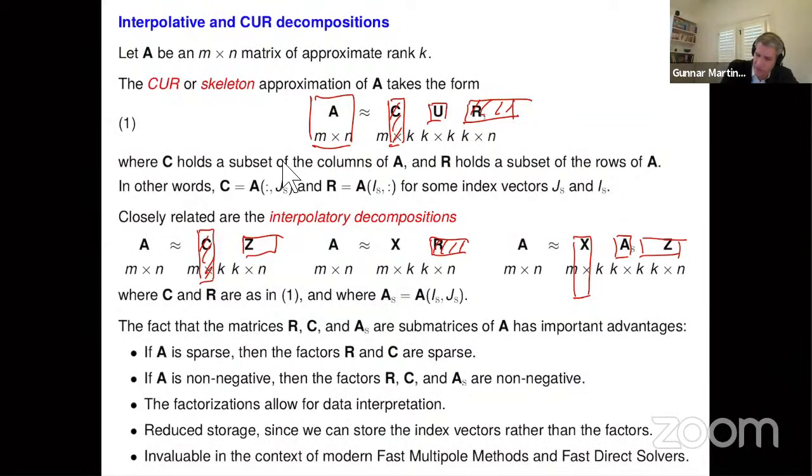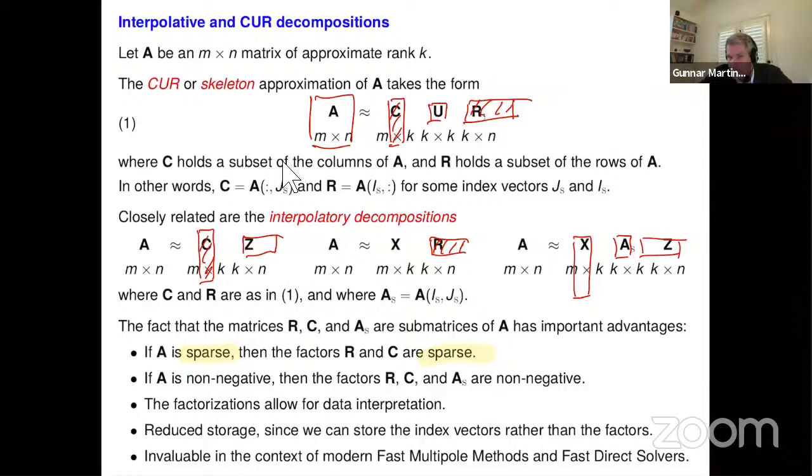So there are several reasons. One is that these factorizations preserve essential properties of the matrix. If A is sparse, then the factors R and C are sparse as well, and these are the long factors. So if you have a lot of sparsity, then that clearly is very economical.